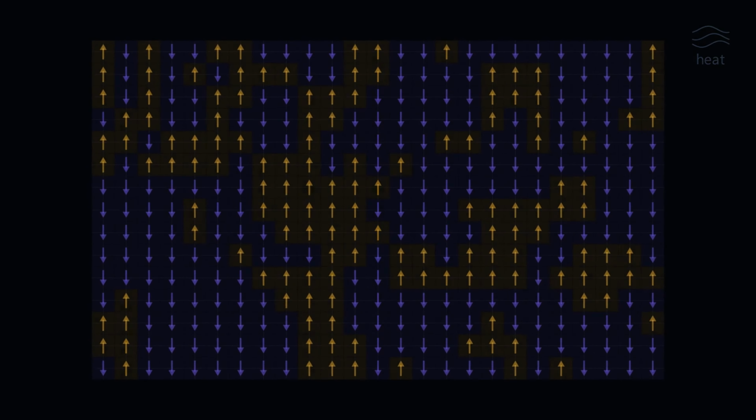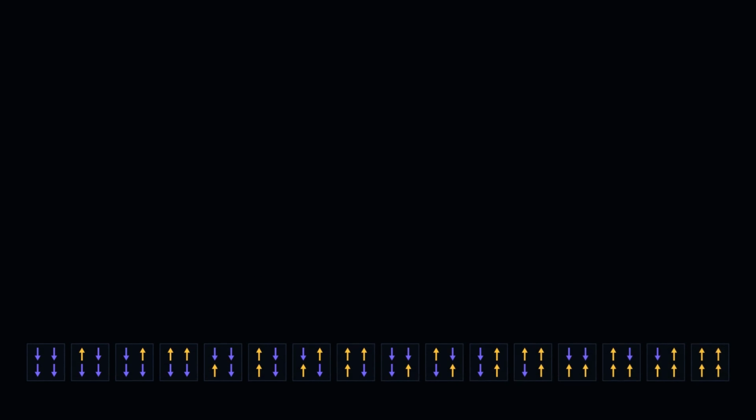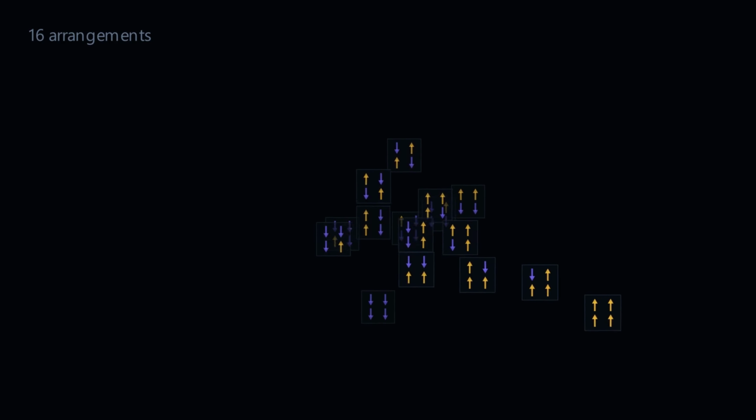So let's actually count. Take any arrangement of the grid. Look at every neighboring pair and count the disagreements. That number is the energy. Lots of arguing, high energy, everyone agreeing, low energy. That's the entire model. There is nothing else in it. A tiny grid, just 4 spins, has 16 possible arrangements. We can draw all of them.